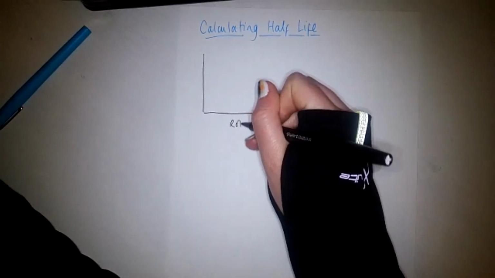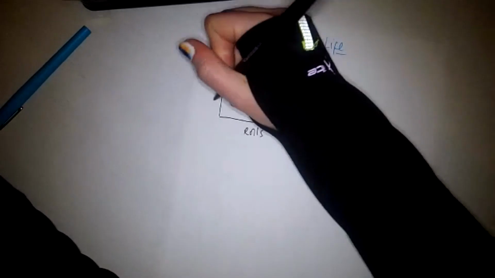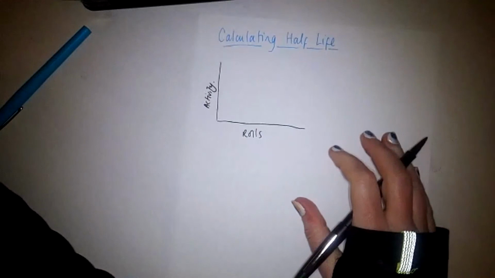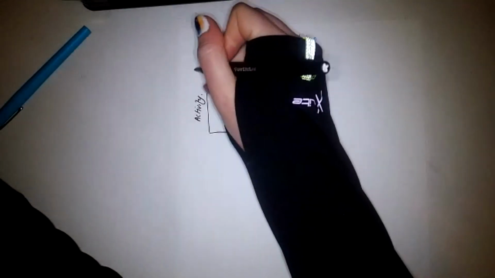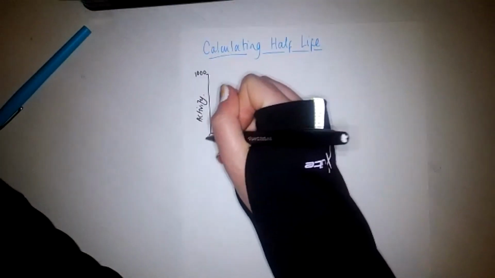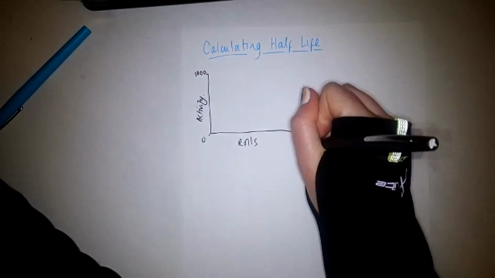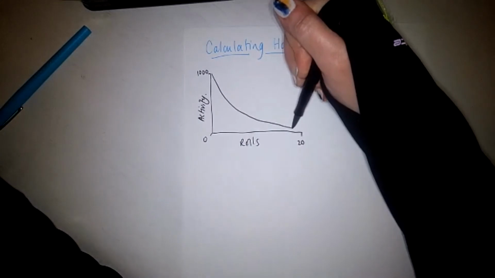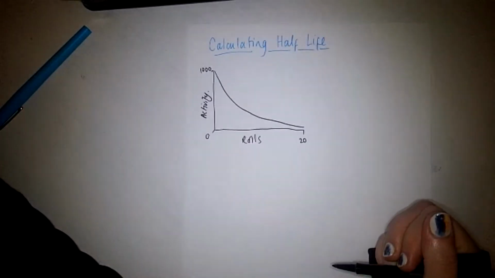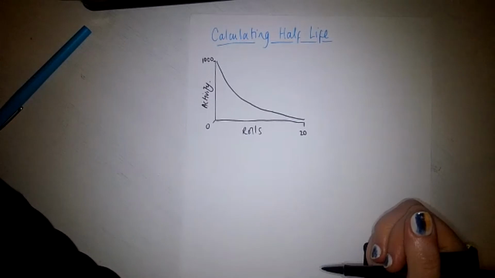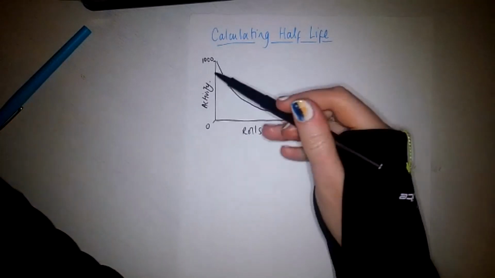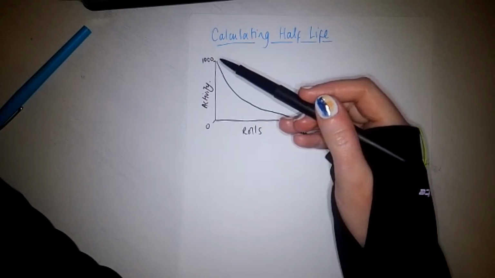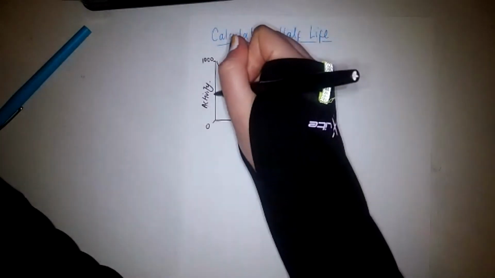So if this is your number of rolls of a dice, say, for example, and then this is the activity. If, for example, that activity starts at 1,000 and you've got 0 down here and rolls, say it's 20 or whatever, and then your graph goes like this, okay, the half-life of this sample is going to be where the activity falls to a half. So the total activity was 1,000, so half of the activity is going to be 500.